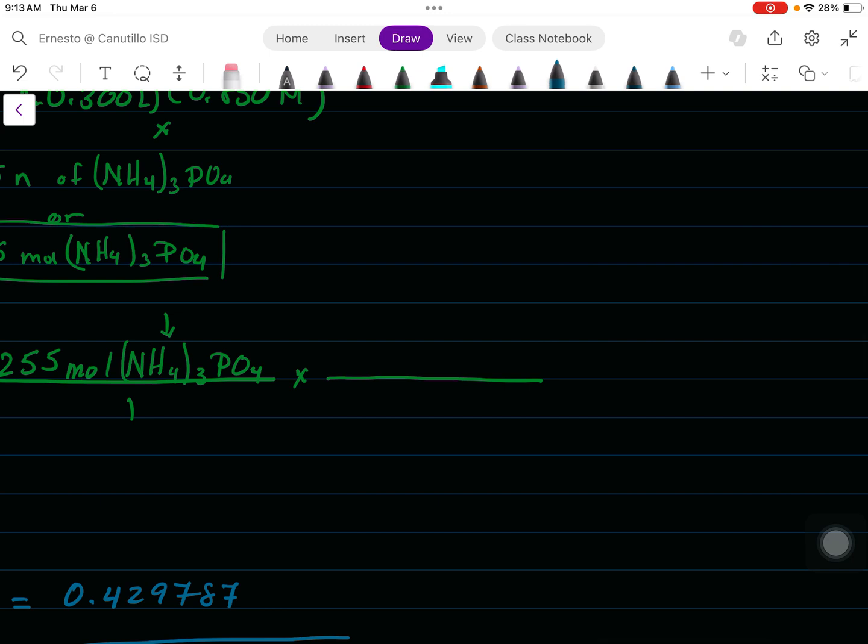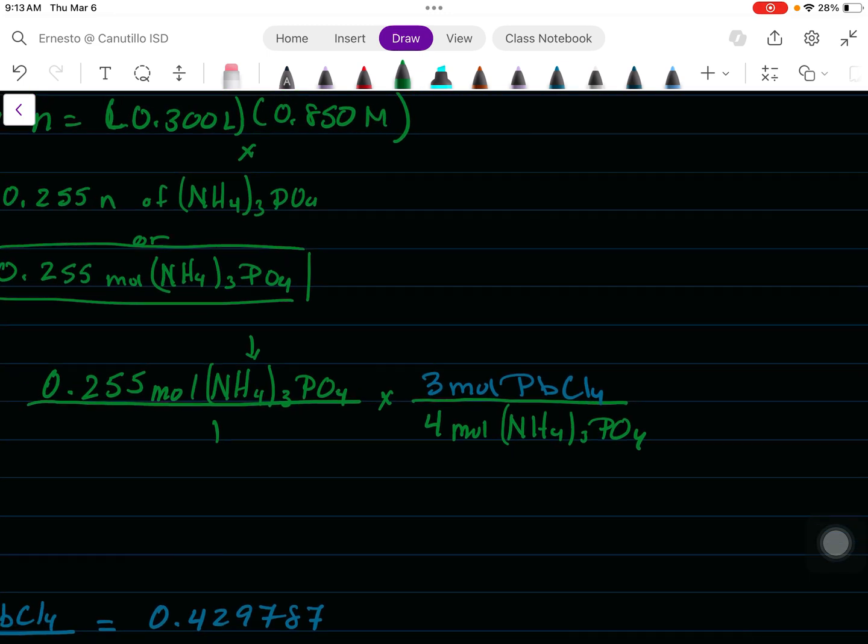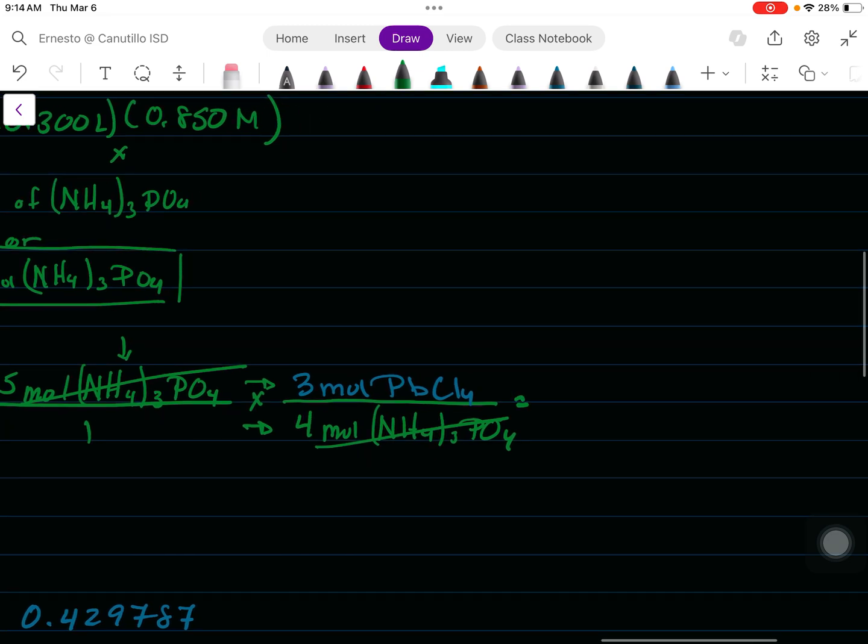So 3 moles of lead 4 chloride over 4 moles of ammonium phosphate. So there's your setup. Once again, because we set it up in this way, moles of ammonium phosphate are going to cancel. Then we just multiply everything straight across, okay? And then we divide at the end. So 0.255 times 3. Let's get that one done first.